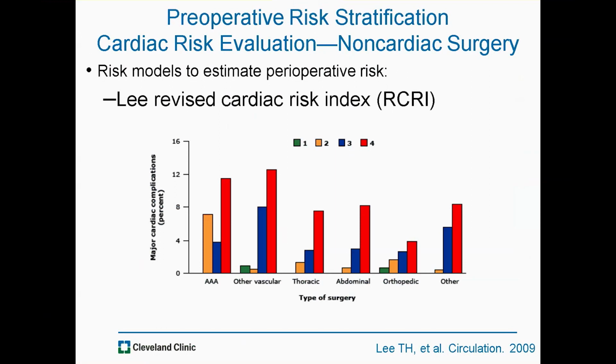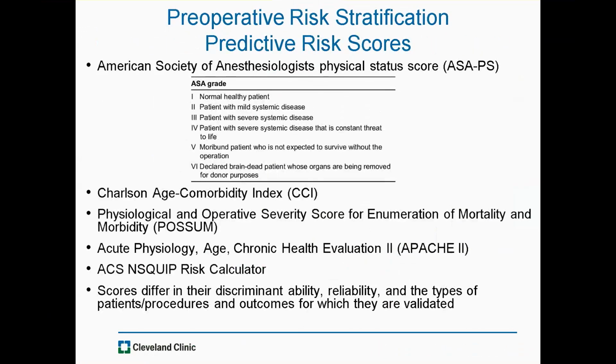And usually when we have a patient evaluated by the medical service or by cardiology, this is the most commonly used risk index to determine what the risk for postoperative major cardiac complications are. There are other risk stratification scores available. We're all very familiar with the ASA, or the American Society of Anesthesiologists Physical Status Score.